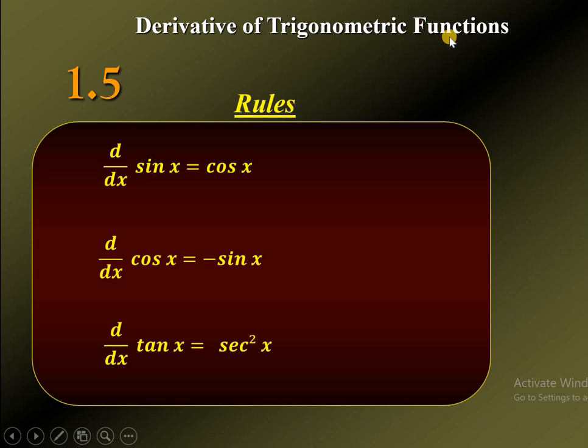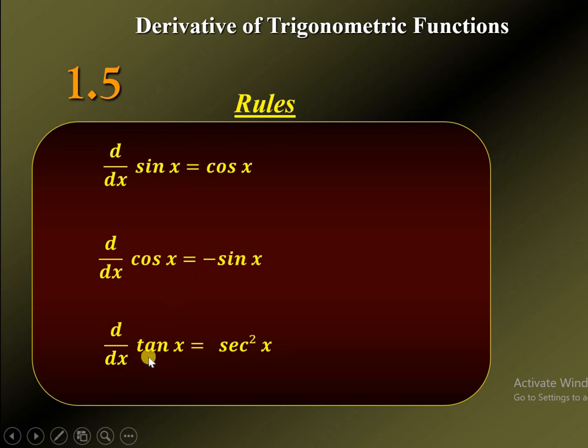Derivative of trigonometric functions, there are 3 basic rules. You have to study hard, you have to keep them in your mind. First rule, derivative of sine x equals cosine x. Sine switches to be cosine. And second rule, derivative of cosine x equals negative sine x. Attention, cosine, negative sine.